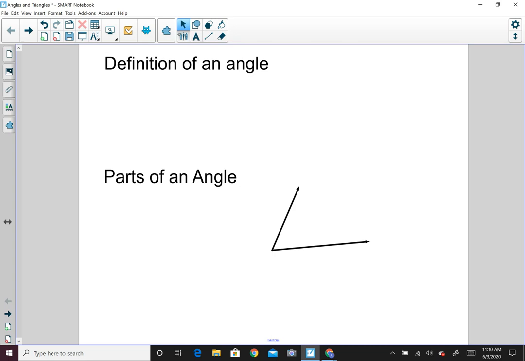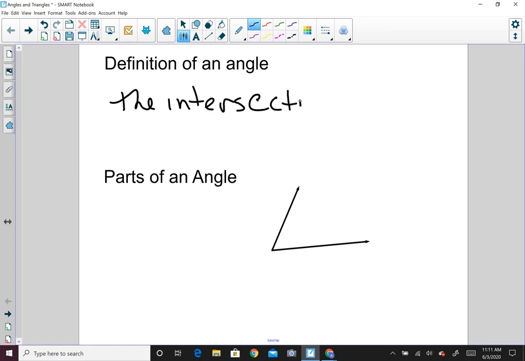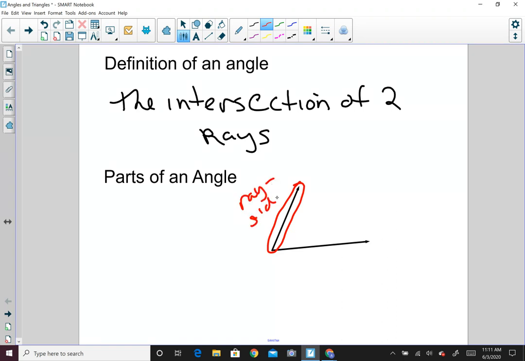An angle is the intersection of two rays. Now, there's parts of an angle. So if we take a look right here, this is a ray, or we call it a side. Here's the other ray, or side. And right here, where they come together, this little point down here, we call this the vertex. So those are the parts of our angle.